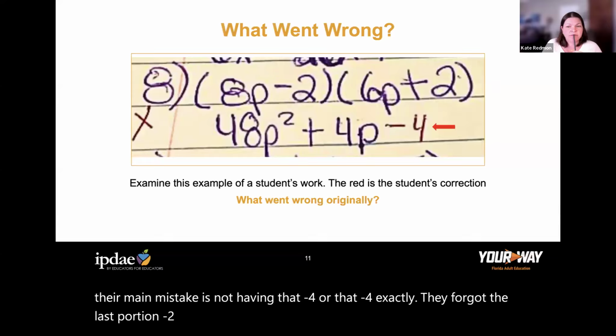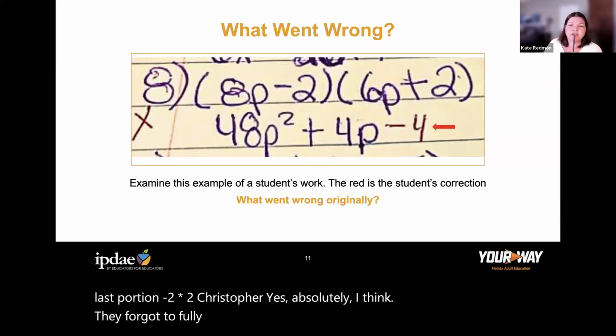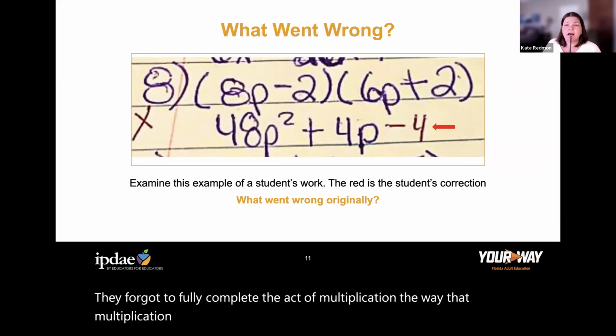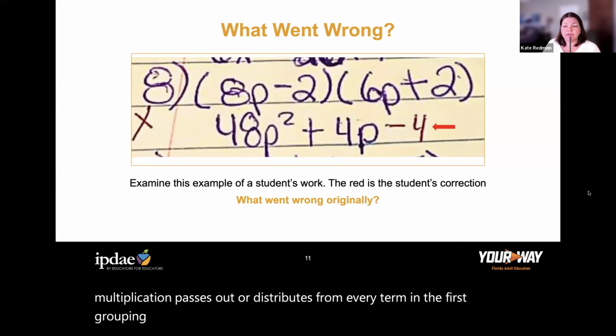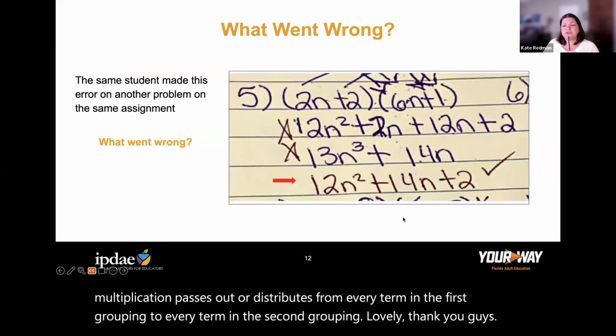Yes, absolutely. I think they forgot to fully complete the act of multiplication, the way that multiplication passes out or distributes from every term in the first grouping to every term in the second grouping. Lovely. Thank you, guys. The same student also did this work.